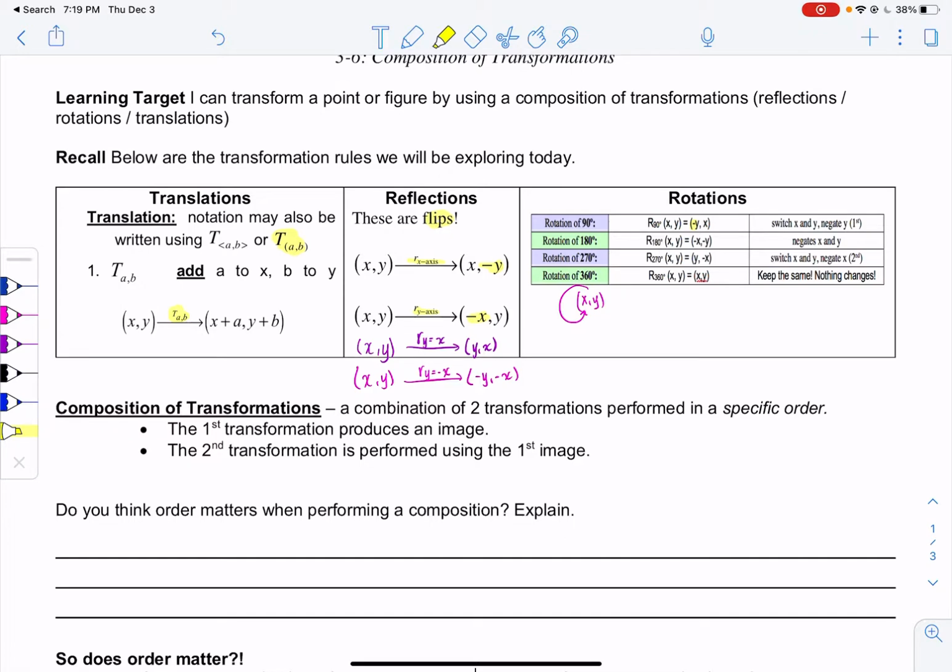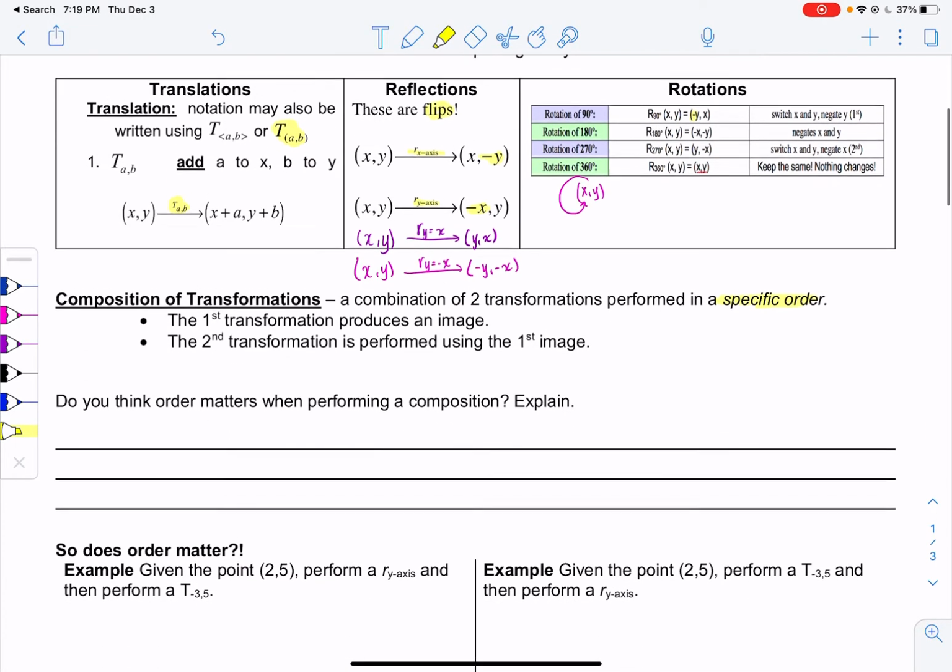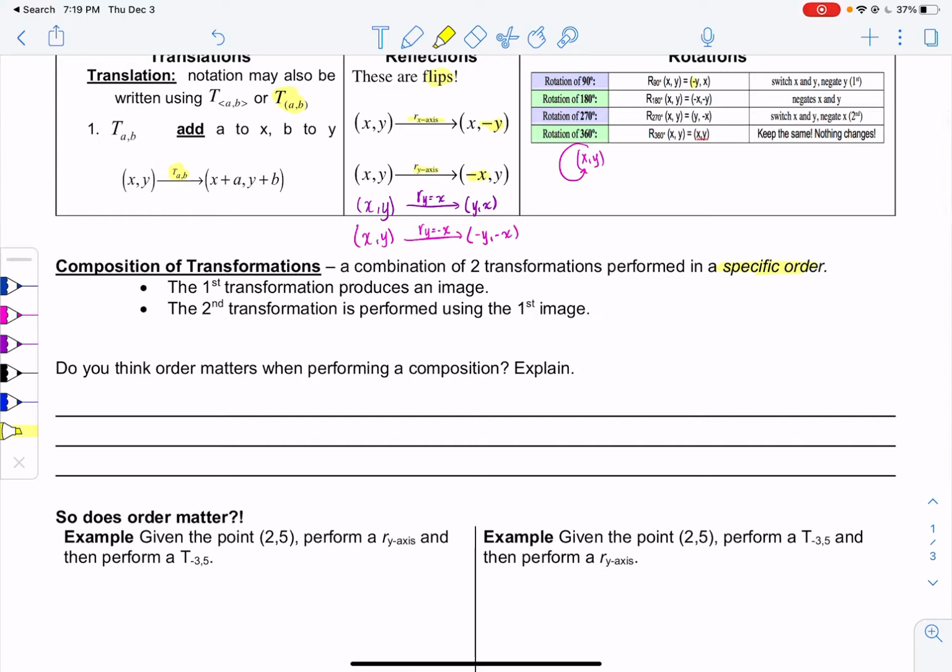So composition of transformations. By definition, they are a combination of two transformations performed in a specific order. So please pay attention to that. The first transformation produces an image, and the second transformation is performed using the first image. So this is very important because once you get to higher levels of math, you rely on what you're doing with other aspects of your function. Like, for instance, if you take calculus, you look at the chain rule. When you take Algebra 2 Trig, you learn about compositions of functions. I call them f of g and g of f problems because there's a lot of f and g notation.